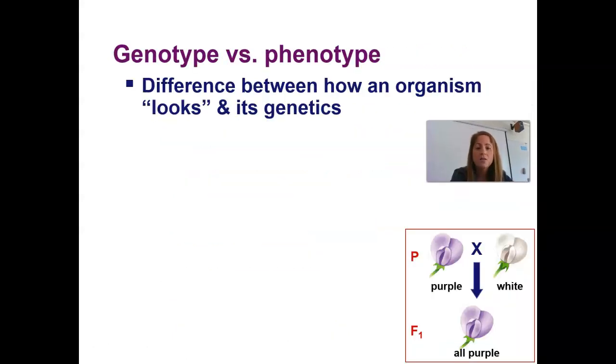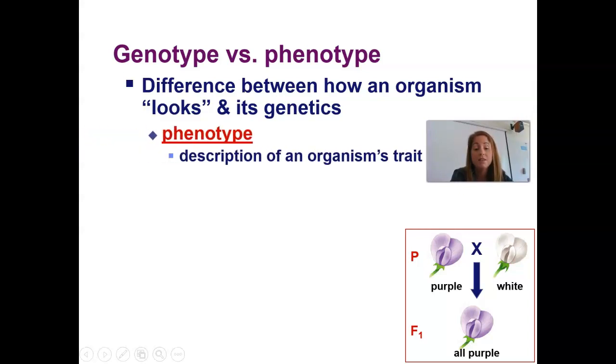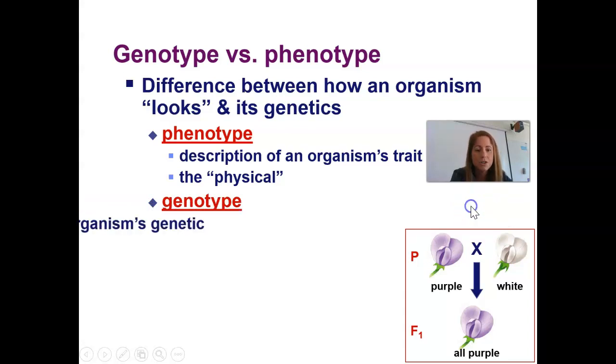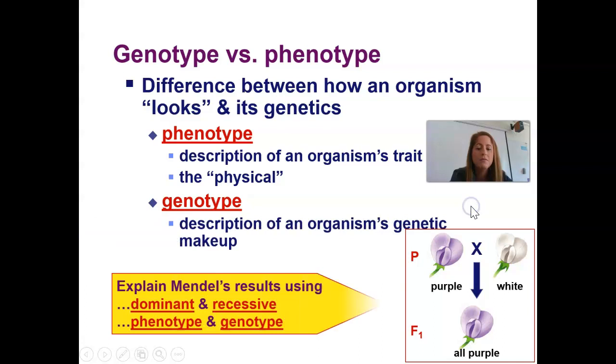So when we look at this, we can look at the genotypes and the phenotypes. These are some terms that you'll need to know. A phenotype is the description of the physical characteristics of an organism. When we look at the purple and white flowers, the phenotypes are purple or white. The genotype is their genetic makeup. So what do those alleles show? What are the alleles that they have?